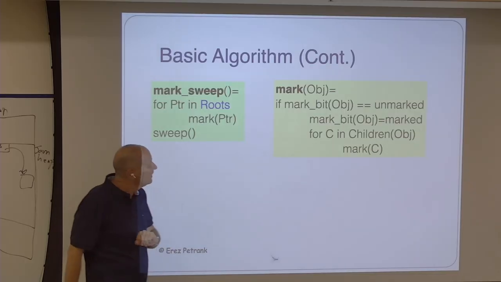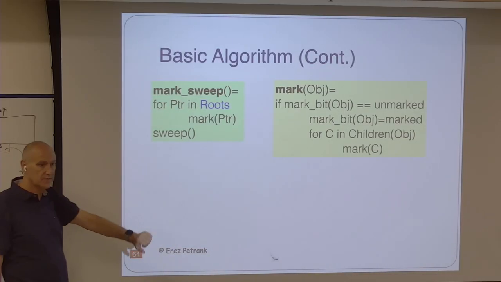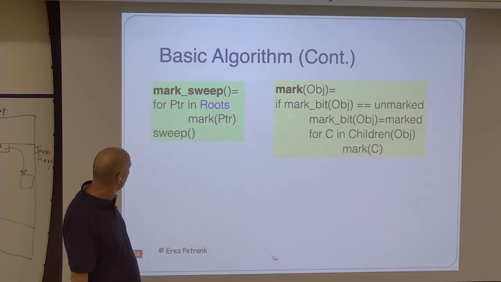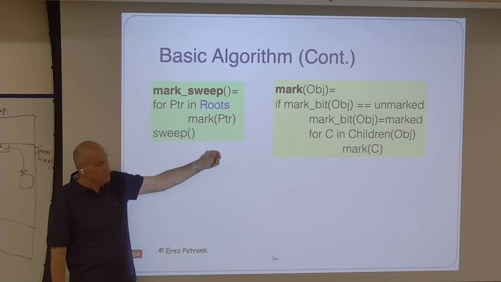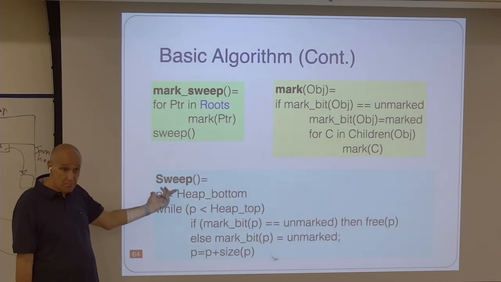So this is a recursive way to traverse all reachable objects from a given pointer. And I do it for any pointer in the roots. Okay, and then sweep.